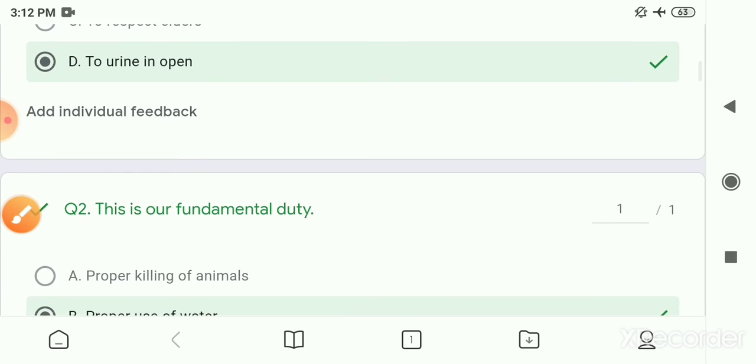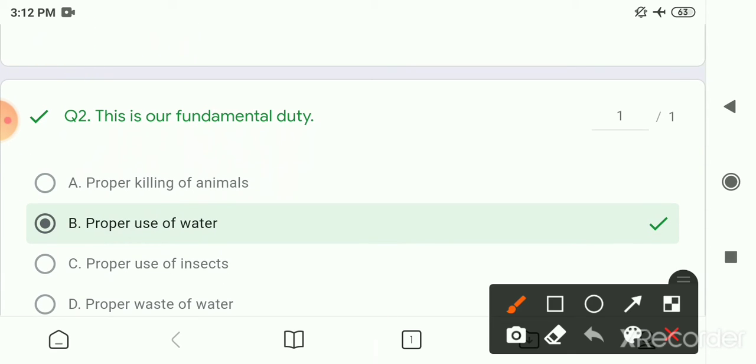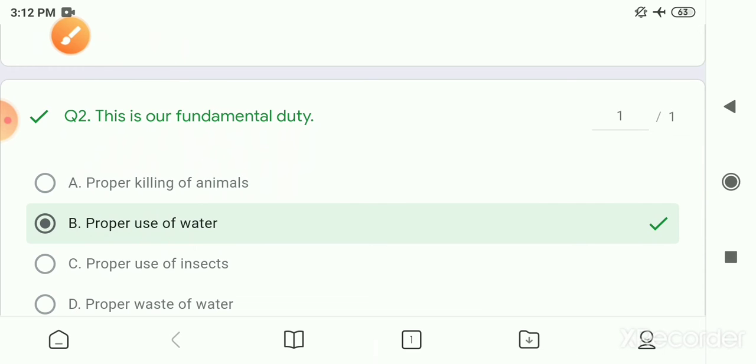Next, second number, this is our fundamental duty. The options are improper killing of animals, option B is proper use of water, improper use of insects and improper waste of water. So here your answer is option B, that is proper use of water is our fundamental duty and we should follow this duty.